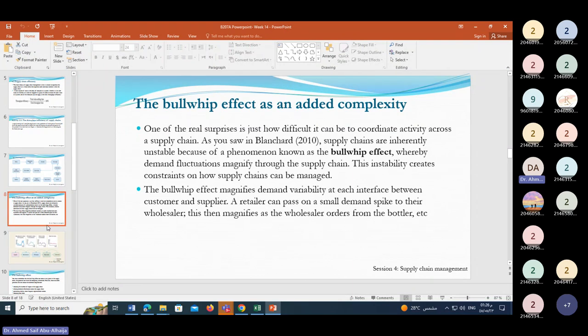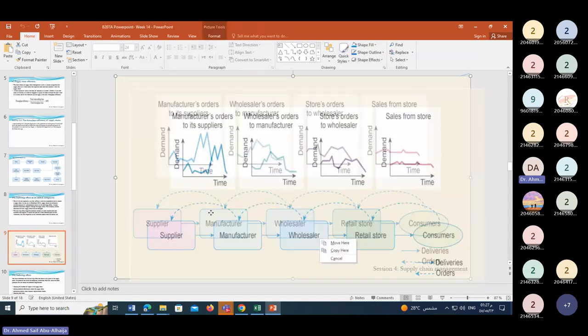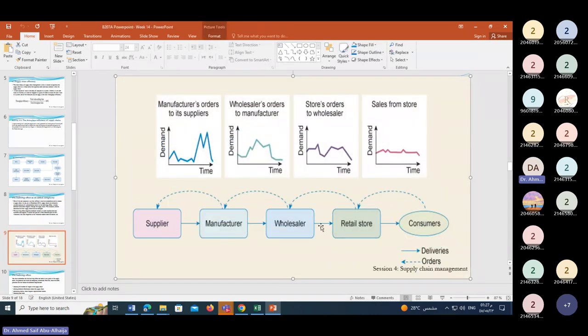You may ask, Dr. Ahmad, what about an example? This is the fluctuations. Again, the supplier will deliver some materials to the manufacturer, where manufacturing happens. Then we send the product to the wholesaler, like Pepsi, then the retailer, then the customers. This is the delivery cycle. Now, what about the orders?